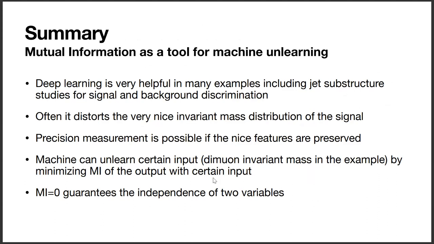So deep learning is very helpful in many examples, including jet substructure studies for signal and background discrimination. And often it distorts the very nice invariant mass distribution of the signal. Precision measurement is possible if nice features are preserved, like I did. So a machine can unlearn certain input by minimizing mutual information, and vanishing mutual information guarantees the independence of two variables.